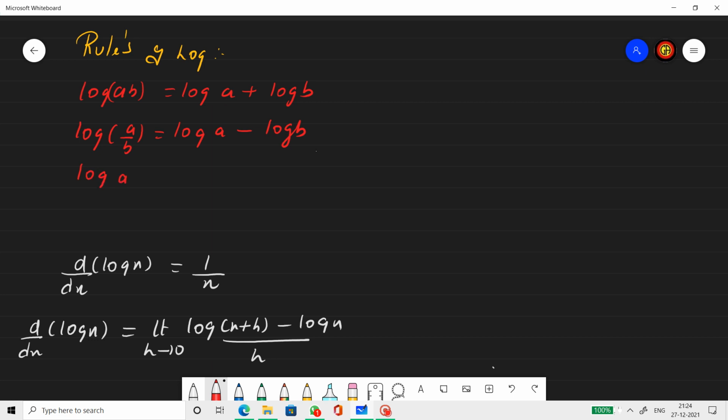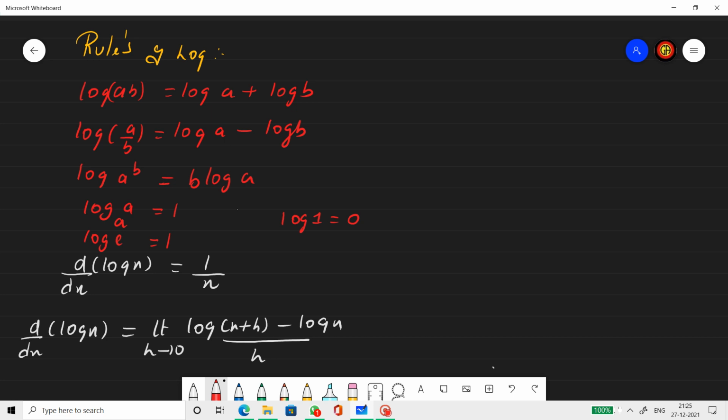Log A to the power of B, the power is only for A, it is not (log A) whole to the power of B. So keep in mind it is log A and only A has the power B, which we can write as B log A. Then log A base A is 1 and log e is 1, log 1 is 0. So these are the important rules of log that we use.